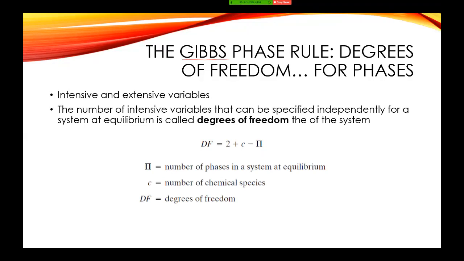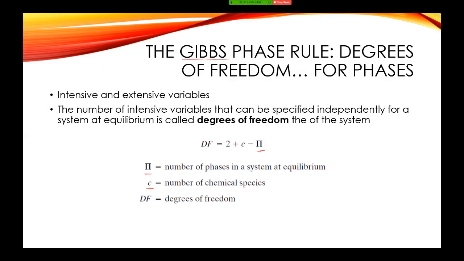The equation that we have for the Gibbs phase rule is that F, the degrees of freedom, of course, will be equal to 2 plus C, where C is the number of chemical species that we have in the system. If it's a pure component, well, 1. If we have a mixture, it depends on the number of components in the mixture, minus uppercase pi, and that is the number of phases in a system at equilibrium.